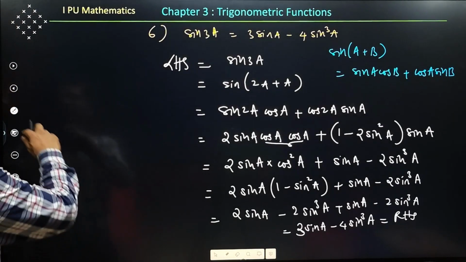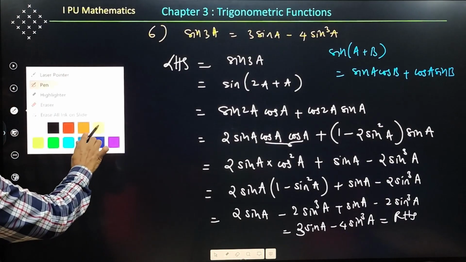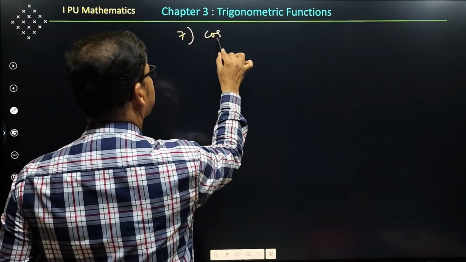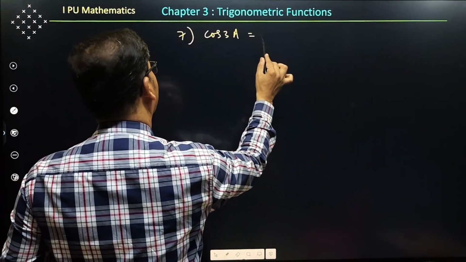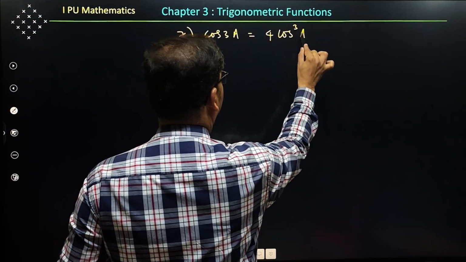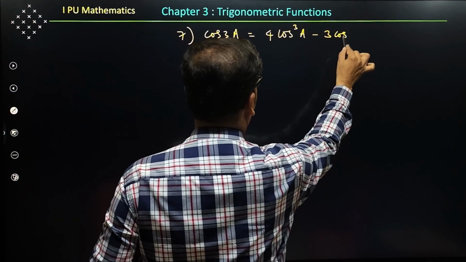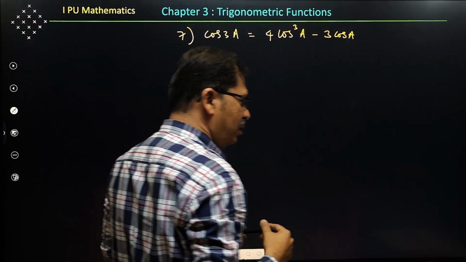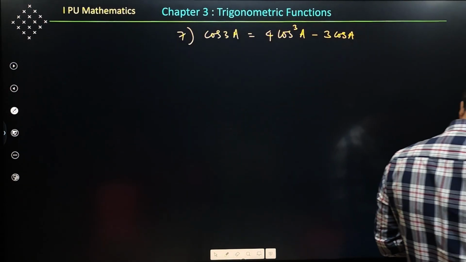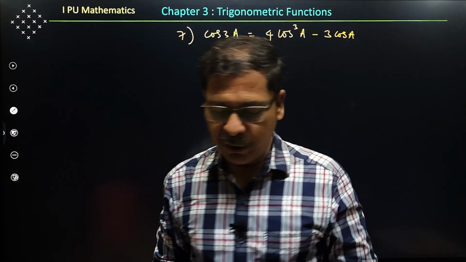Now let me continue the next one. That is what you know, seventh one, cos 3a. Cos 3a is equal to 4 cos cube a minus 3 cos a. Sorry, this is the result for cos 3a. Now let me prove this. Cos of 3a equal to.